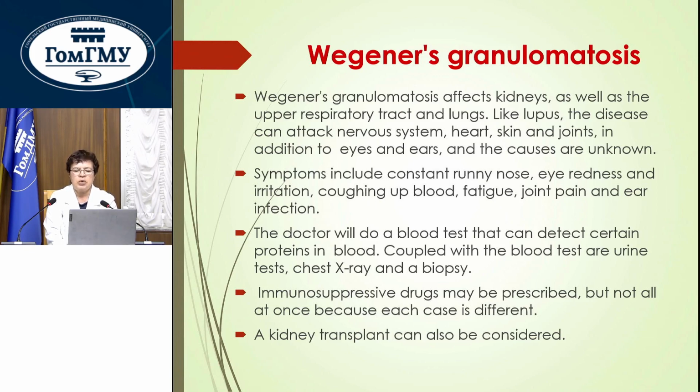The doctor will do a blood test that can detect certain proteins in the blood. Coupled with the blood test are urine tests, of course, chest X-ray, and a biopsy. Immunosuppressive drugs may be prescribed, but not all at once, because each case is different. A kidney transplant can also be considered in case of Wegener's granulomatosis.